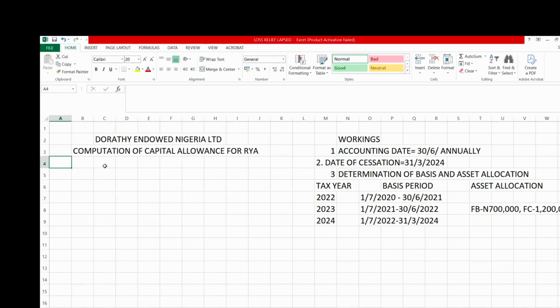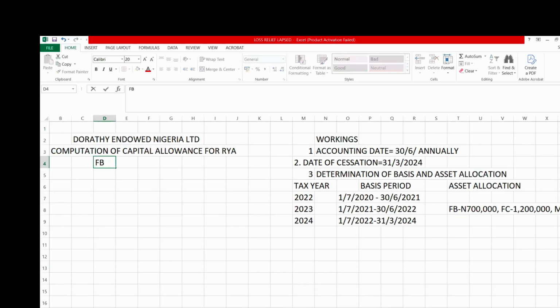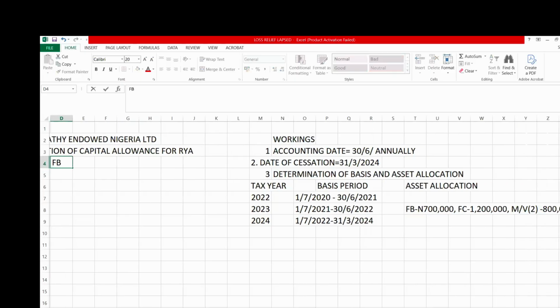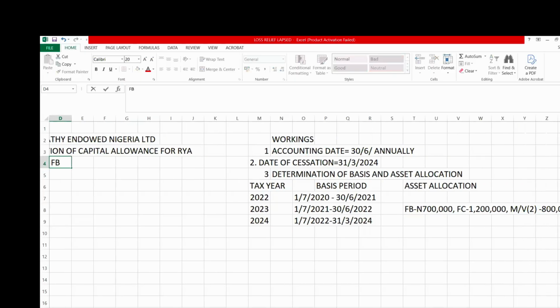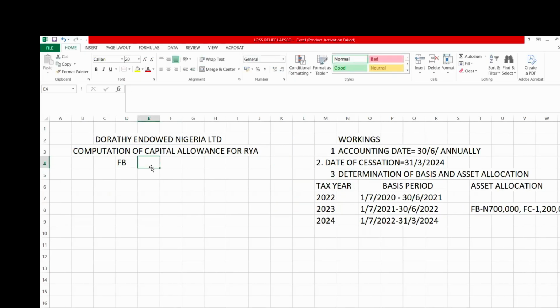The first category of asset. We have factory building. Also, after factory building, I also have what? Motor vehicle. We also have another asset, motor vehicle. That is also another category of asset, motor vehicle. That will also be stated in column.